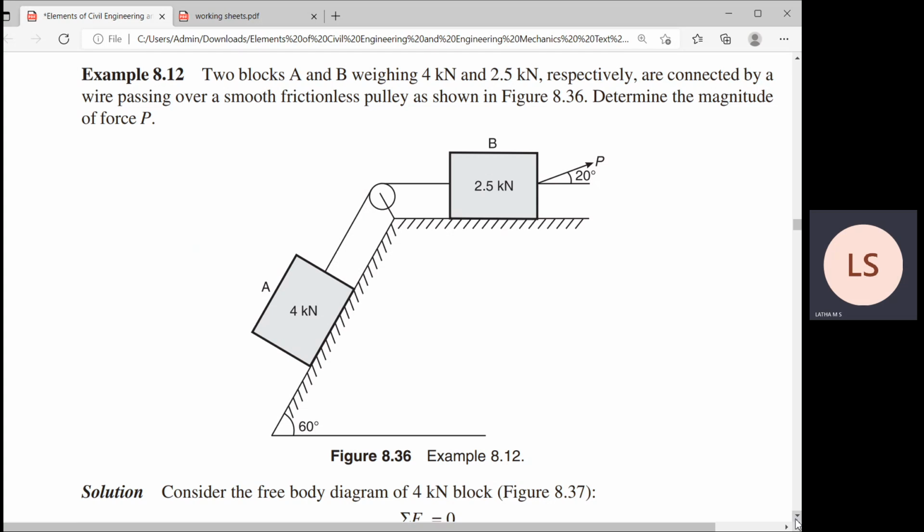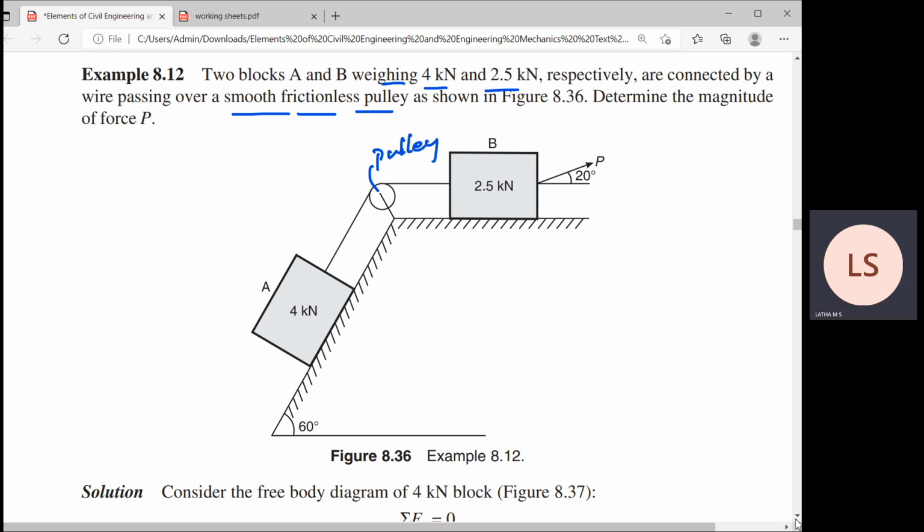We'll be discussing this problem, where two blocks A and B, weighing 4 kilonewton and 2.5 kilonewton respectively, are connected by a wire passing over a smooth, frictionless pulley. So it is not offering any friction. This is a pulley.